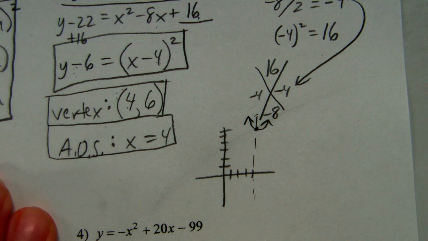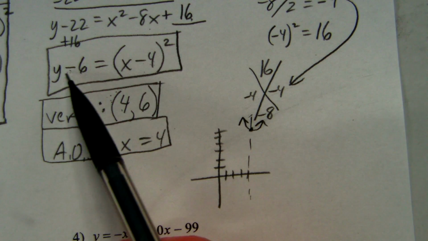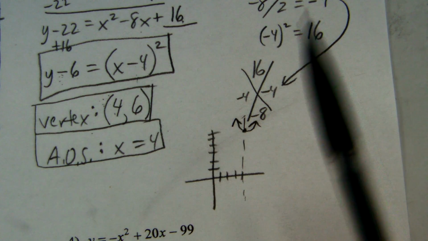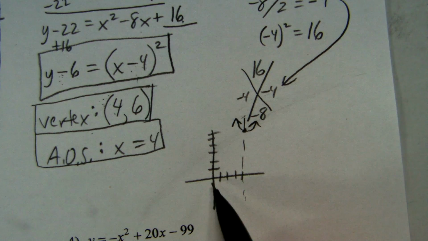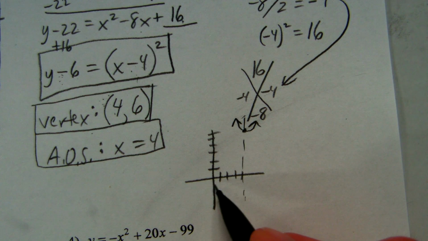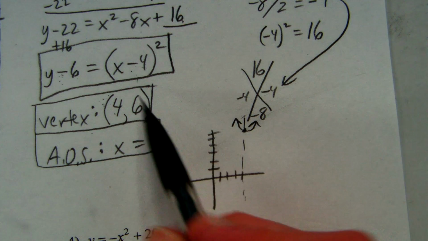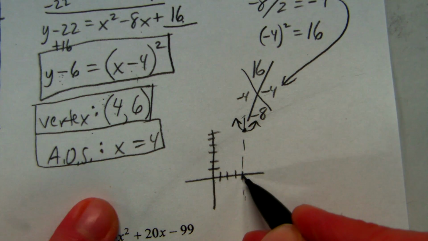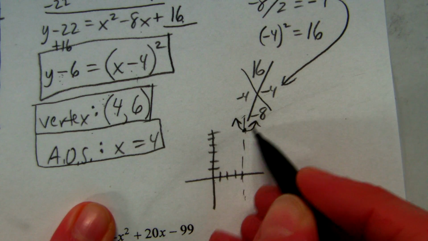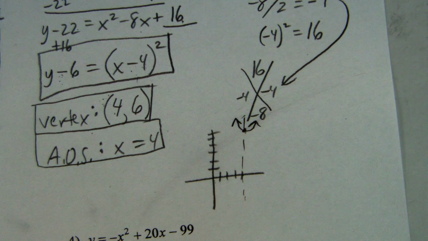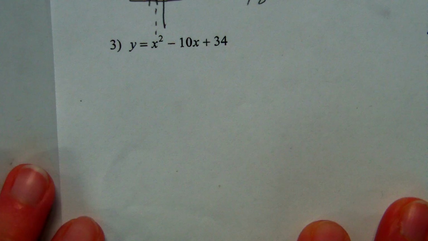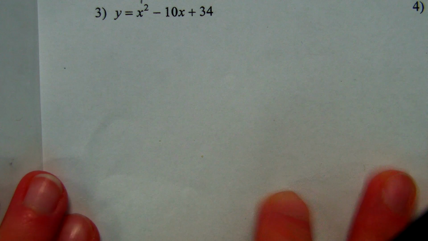What this form of the equation actually gives us is it explains transformations. The vertex of a parabola, if it's just x squared, is (0, 0). That -4 moves it to the right 4, and that -6 moves it up 6, and so that's why it's over here now. Alrighty, let's take a look at number 3.